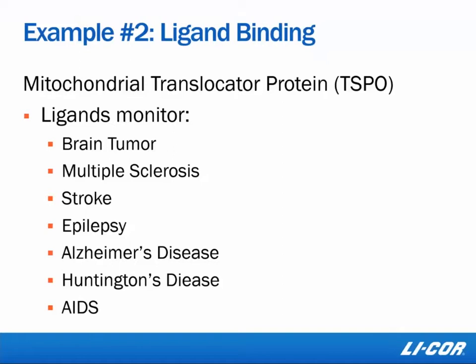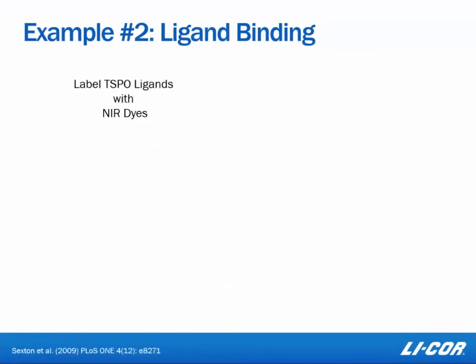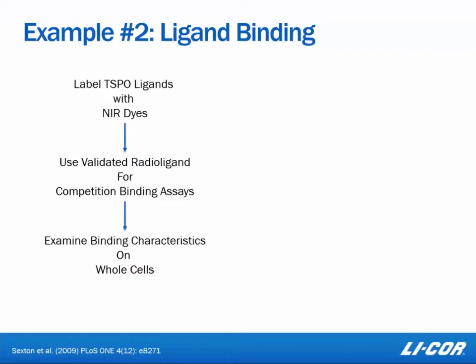Now, it's been shown that this protein is involved in a number of disease states, and a sensitive IRDye 800CW ligand could prove very valuable. To develop this ligand, they went ahead and took two TSPO ligands and labeled them with IRDyes. They then validated the ligand affinity with radioligand binding studies, and then examined how these ligands bound to whole cells.